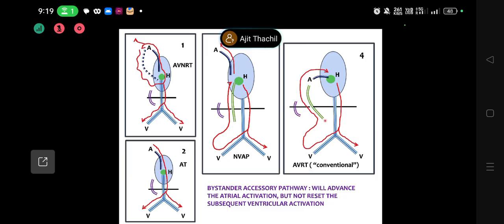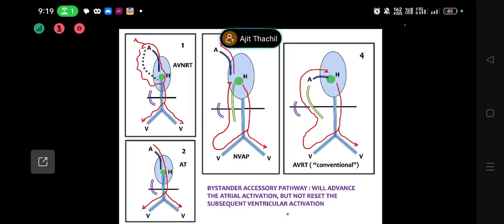It actually may not go up this accessory pathway. If a PVC comes closer to this accessory pathway, it will just simply go up this accessory pathway without going through this. What will happen? The A will become early, but since that A is not connected to the H, the H will not become early, and the next V will not become early. So if you have a bystander accessory pathway which is not connected to the circuit, it will advance the next atrial activation, but it will not advance the next ventricular activation, the next His activation or the ventricular activation.